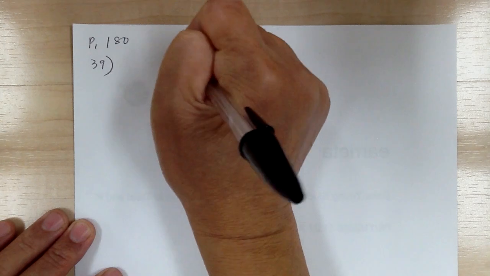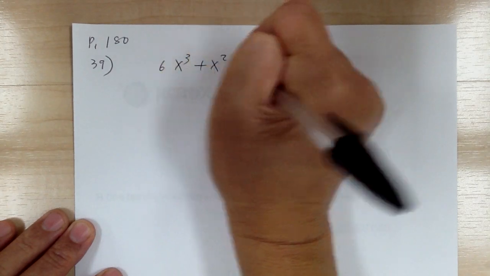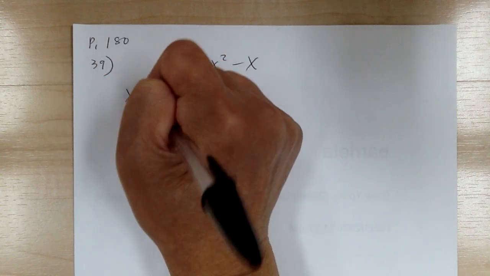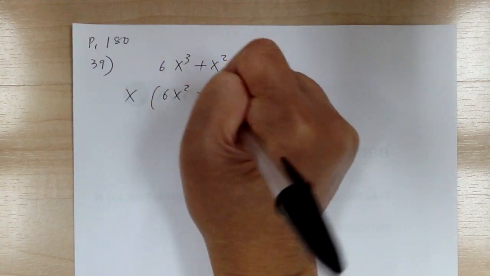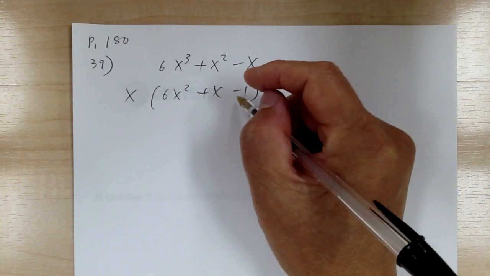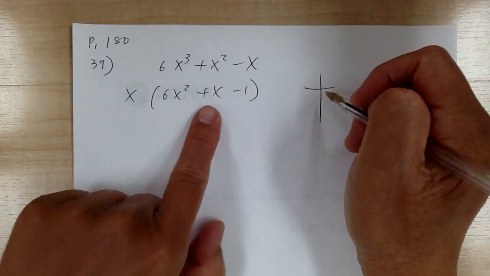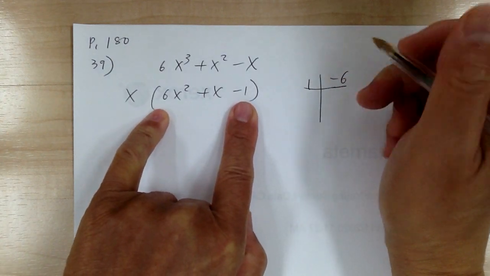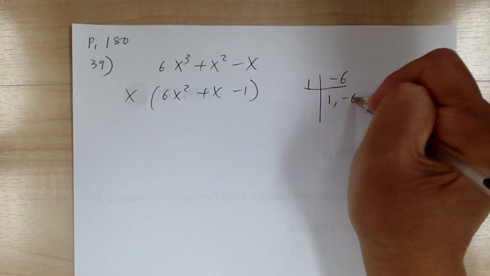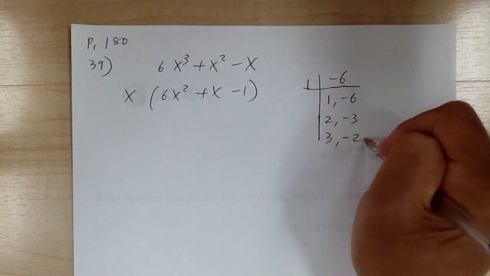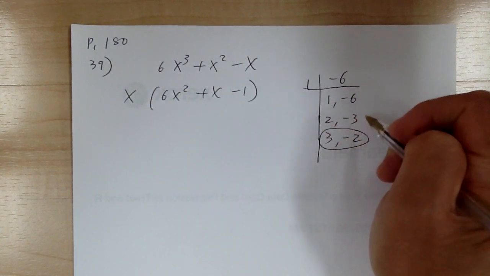Okay, you got 6x to the 3 plus x squared minus x. So step 1, common factor, so factor out the x. So you got 6x squared plus x minus 1. Then you go to step 2, no. Step 3, no. Step 4. So it'd be 1, negative 6. Okay, so 1 comma negative 6, 2 comma negative 3, 3 comma negative 2. And this is it.